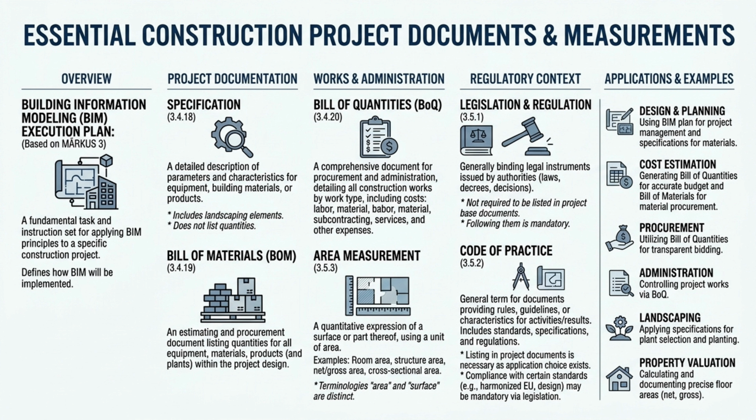For managing quantities, two crucial documents are used: the Bill of Materials and the Bill of Quantities. The Bill of Materials, or BOM, is an estimating document that lists the quantities for all equipment, materials, and products, including landscaping components needed for the project. This document helps with material procurement and cost estimation.